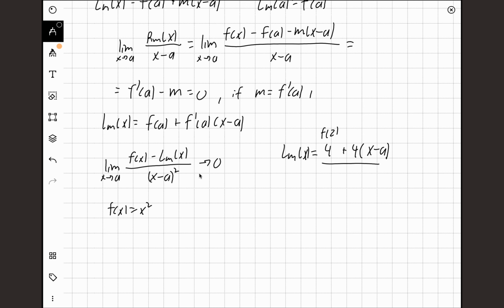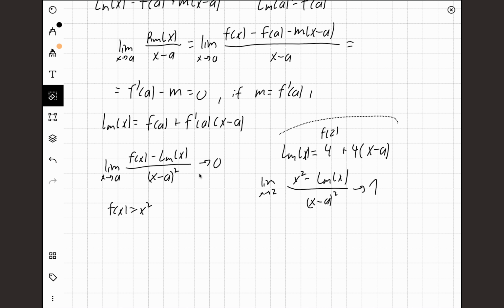If we want f of x, which is x squared, minus L of x, over x minus a squared, to go to 0, we're going to see it doesn't go to 0. If we take the limit as x goes to 2, we're going to see that this quotient goes to 1. So it doesn't go to 0, which means our linear approximation isn't good enough anymore.